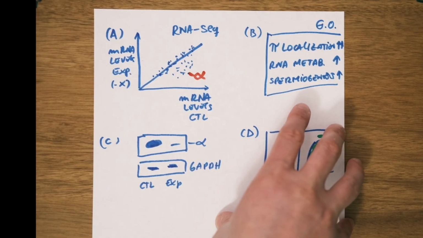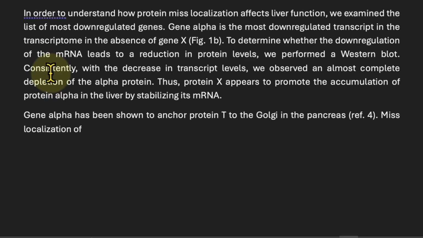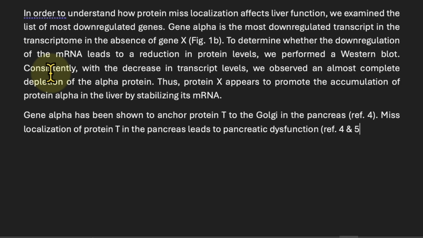So we explain this panel in detail. Here we start by introducing some background that we have. So we know that gene alpha has been shown to anchor protein T in the Golgi in the pancreas, and this is previous work that we are referencing. And then we say mislocalization of protein T in the pancreas leads to pancreatic dysfunction. This is another set of manuscripts, for example.